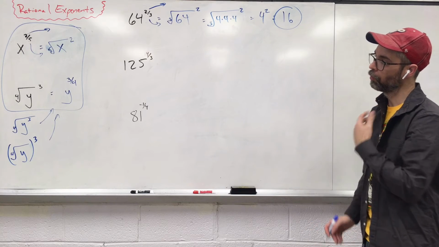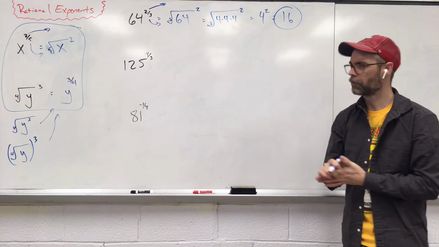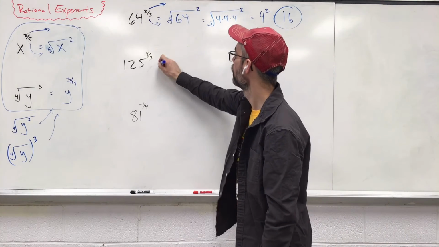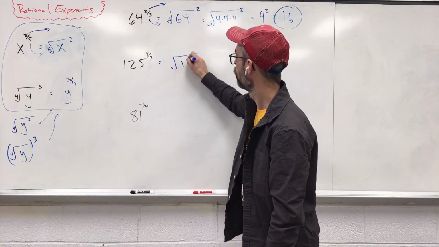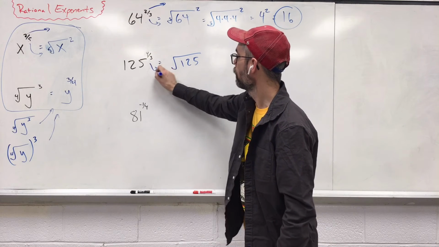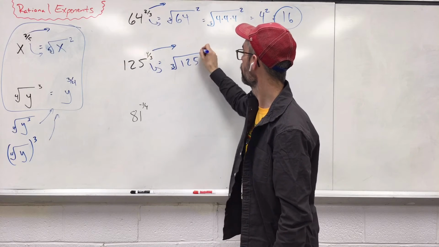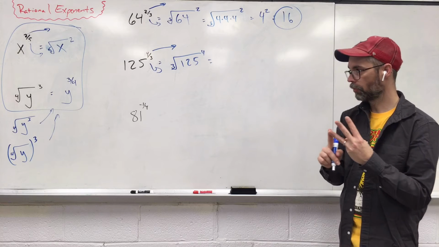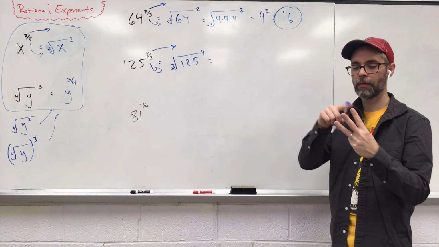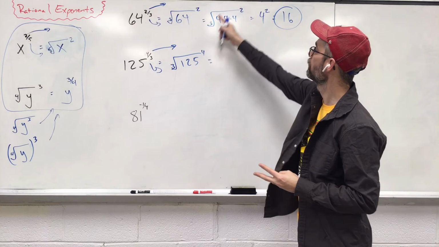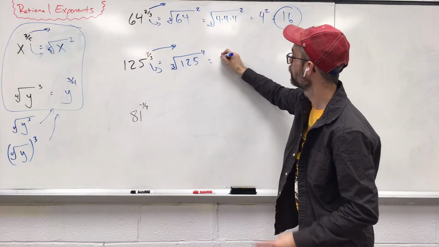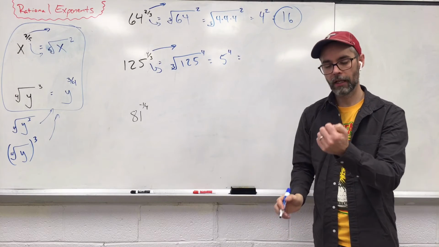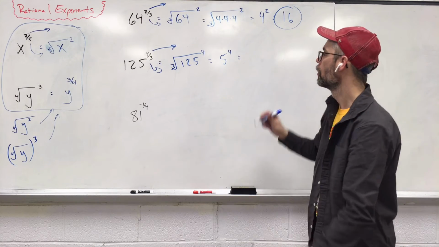All right, next one, 125 to the 4/3 power. So now we have an improper fraction as the exponent. Still follow the same rules, that's fine. Radical 125, bottom 3, top 4. So now I'm asking myself, what gets multiplied 3 times in order to give us 125? In this case, it's going to be 5 times 5 times 5. I'm going to skip this step and just run to here. So we'll say 5, and then to the 4th power. Now you have to figure out 5 times 5 times 5 times 5, which would end up being 625.